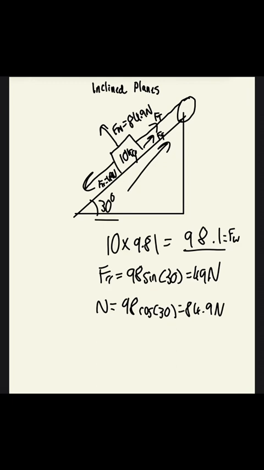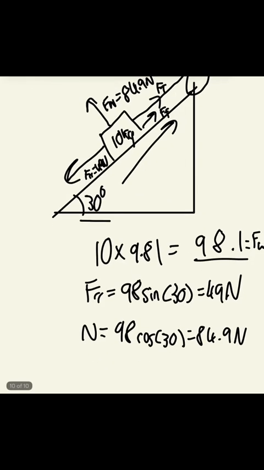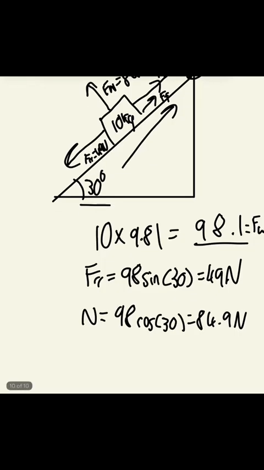Okay, to summarize, weight resolves into mg sine theta along the slope and mg cos theta into the surface. The normal force equals mg cos theta. Friction opposes motion parallel to the slope, and always use axes aligned with the slope.